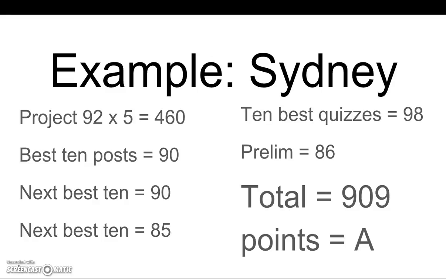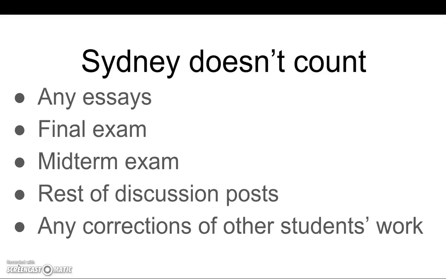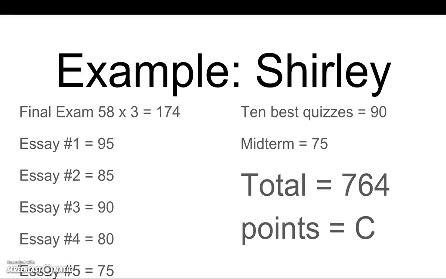She did pretty good on her preliminary exam, so we'll count that. She gets a total of 909 points. That gives her an A. We didn't have to count essays or the final exam, midterm exam, the rest of the discussion posts, or any corrections of other students' work.